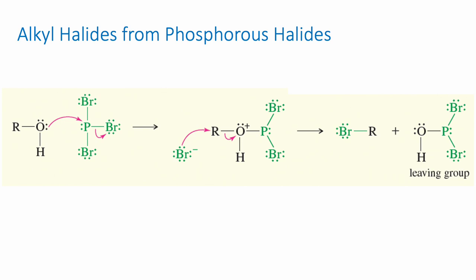But otherwise, you can imagine that this mechanism is the same, and it's the same logic, which is that we turn OH into a better leaving group after it reacts with the phosphorus tribromide, and then we release the bromide ion, which is a good nucleophile, just like we do when we react with HBr.